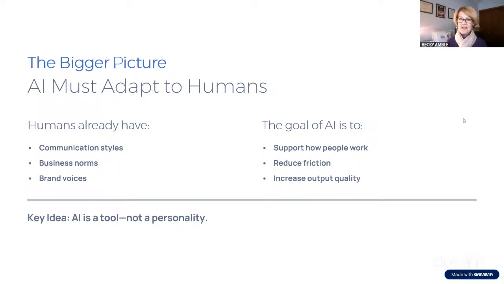So humans, we already have communication styles, business norms, standards, brand voices. We might have brand standards and all those other things that have been designed. And the goal for AI is to support how we work and reduce the friction in our communication with other people and to increase our communication or our output quality. So AI, remember, I keep saying it, we are in charge. We are the boss. AI is a tool. It is not a personality.